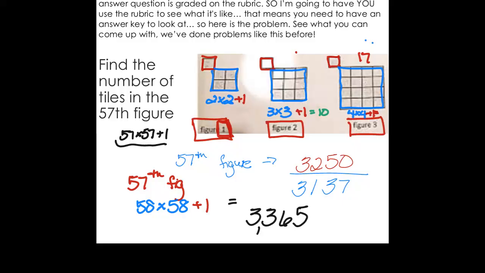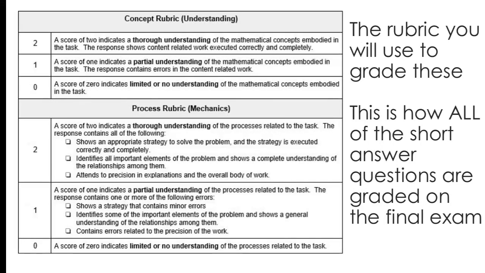Okay? So on this rubric, which I'm going to show you now, this is the rubric that I will be using on some of your questions. You get a score of 0, 1, or 2 for the concept. Do I see that you understand the mathematical stuff that's going on? And you will get a 0, 1, or 2 for, did you actually do the math correctly?